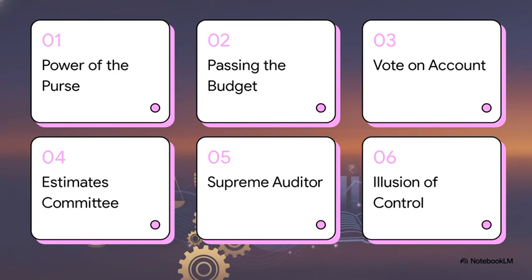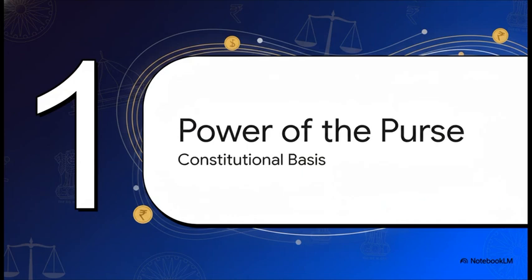Here is our quick roadmap for this explainer. We'll hit the power of the purse, passing the union budget, the vote on account, the estimates committee, the CAG as the supreme auditor, and we'll wrap up with the illusion of control. Part 1. The power of the purse.